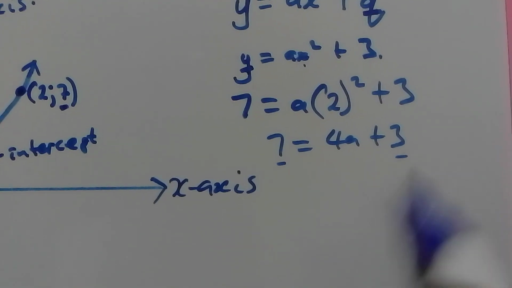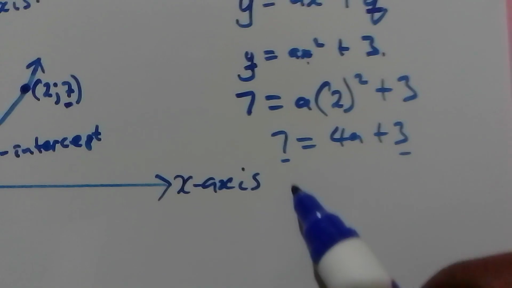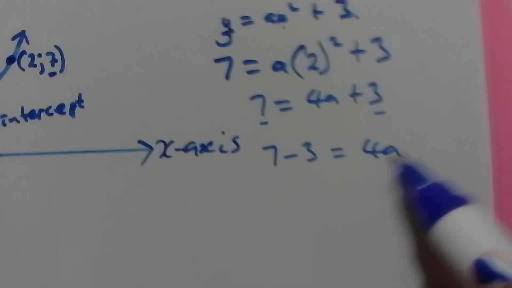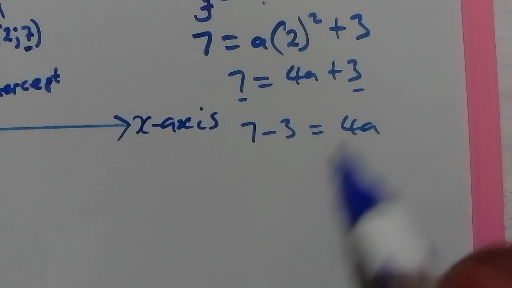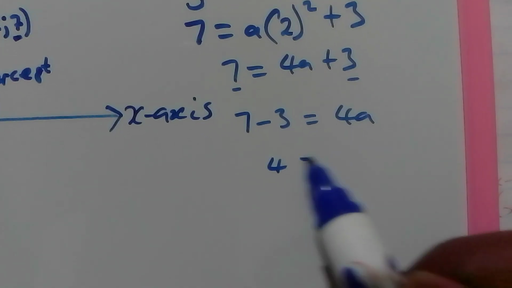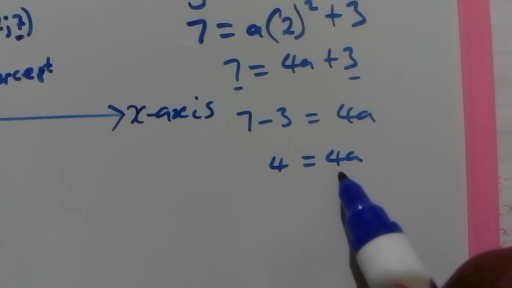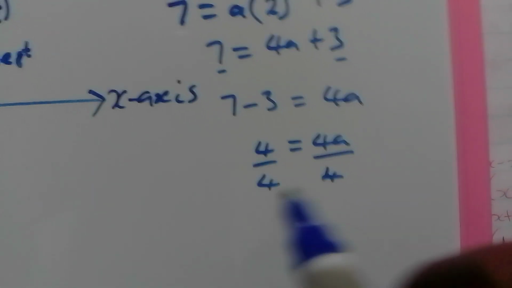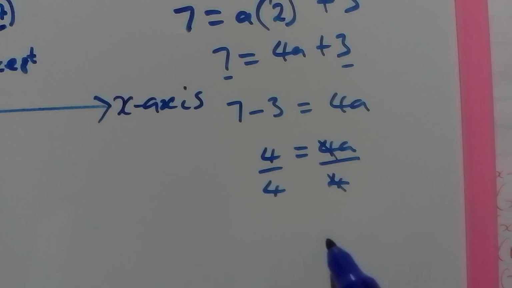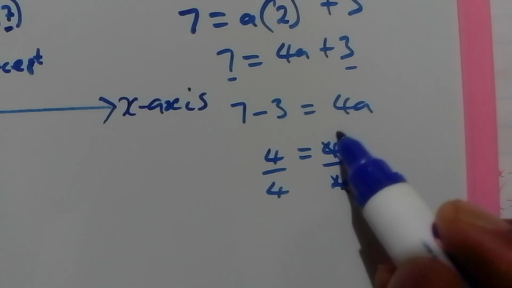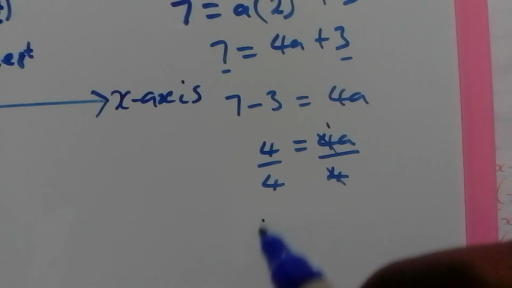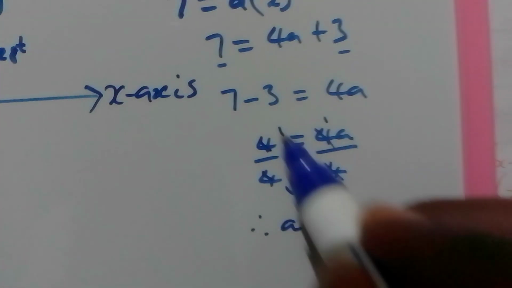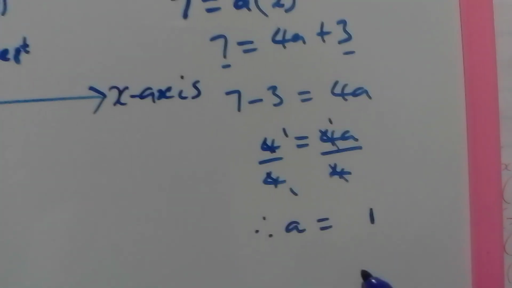Now these two are like terms, so I transpose. I say 7 minus 3 is equal to 4a, and 7 minus 3 is equal to what? 4. So I say 4 is equal to 4a, and then I divide by the coefficient 4. 4 divided by 4 is 1. 1 times a is equal to a. So I conclude that therefore a is equal to 1.